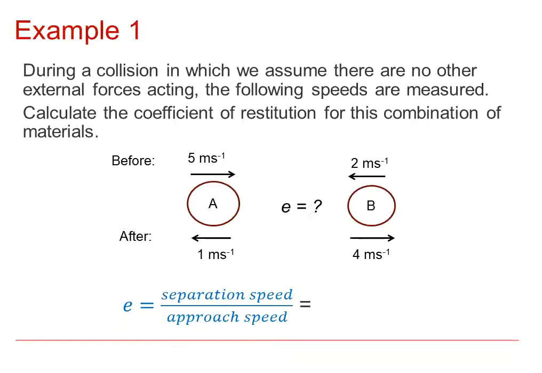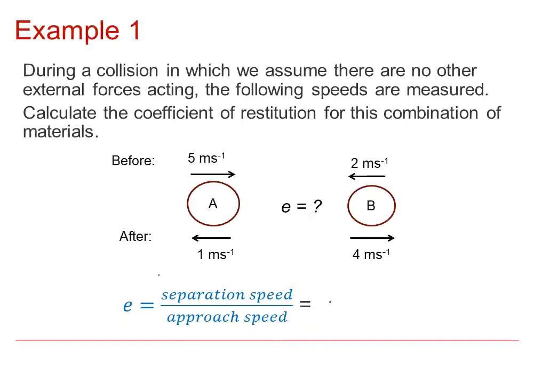So we've got an example here of two objects which are going to collide. There are no external forces acting on them, and we need to calculate the coefficient of restitution for this combination of materials. There is a single value of e which will create these velocities after the collision for these two objects.